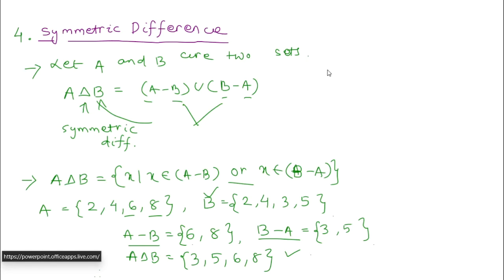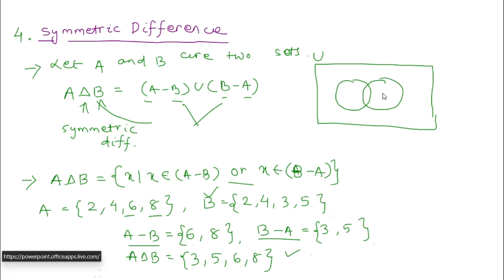So what will be the Venn diagram representation of symmetric difference? We can represent it as follows. Let this rectangle represent the universal set, and let this be set A and this be set B. We know that this region is A minus B, and this region will be B minus A.